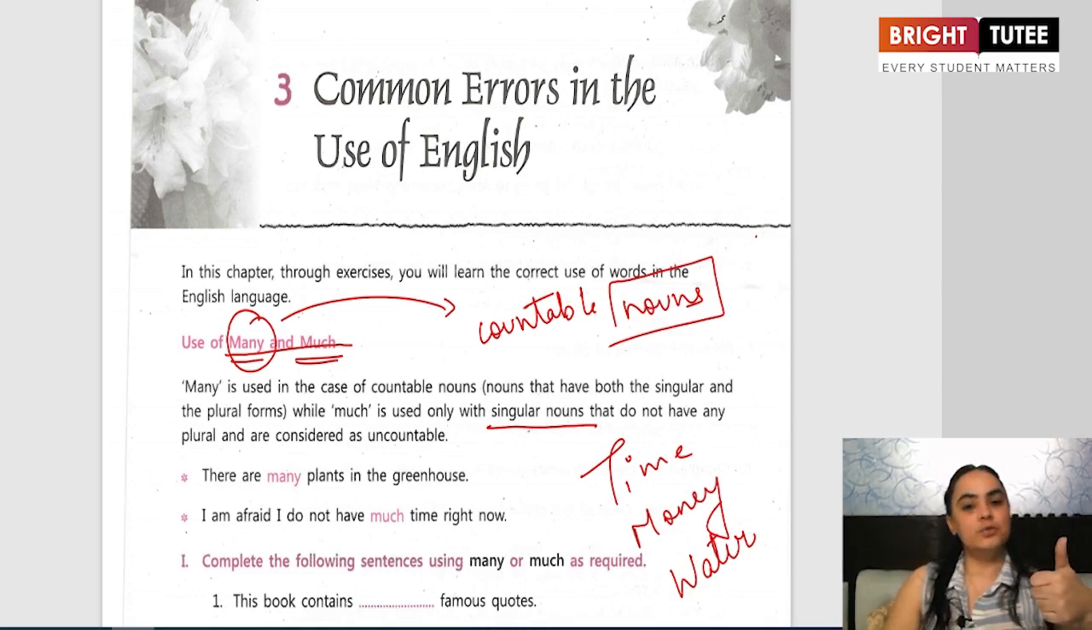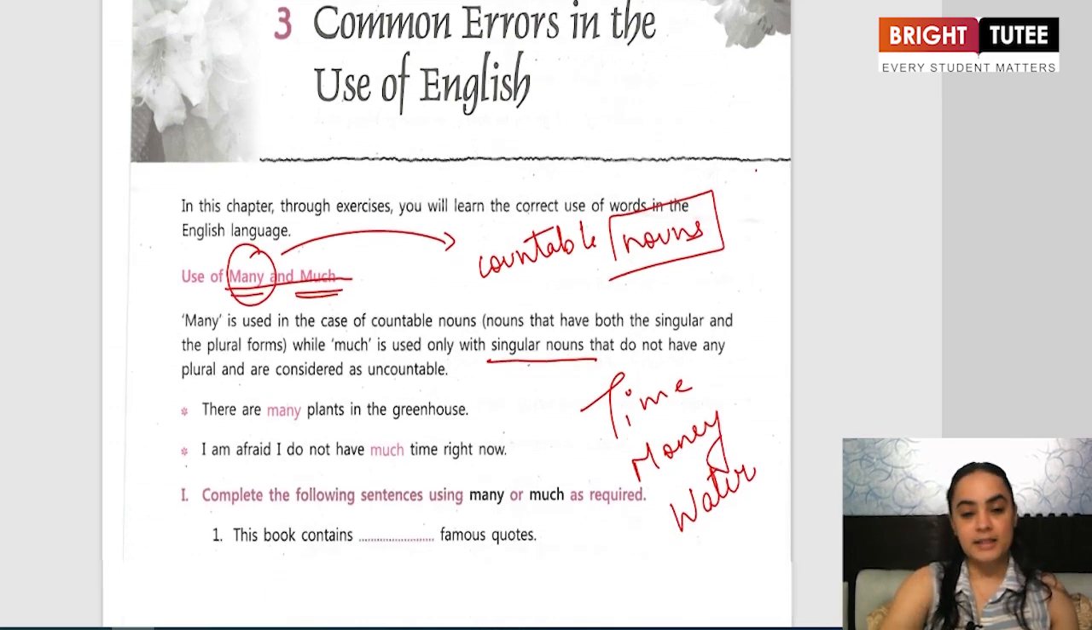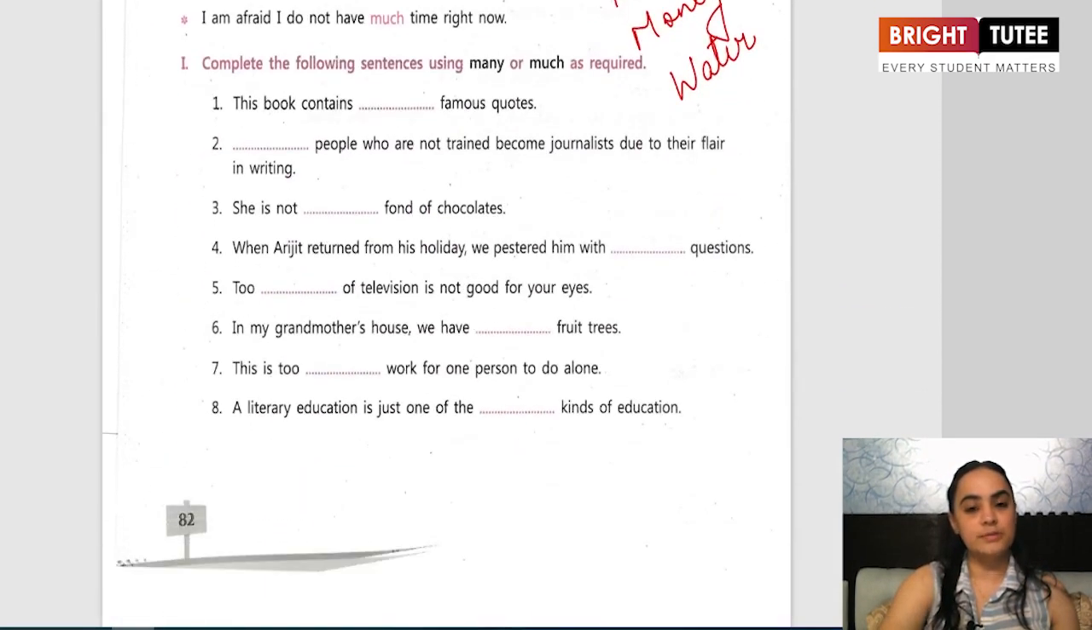So many is used before those nouns which are countable in nature and have both singular as well as plural forms. And much is used before those nouns which do not have a plural form and can only be used in the singular form. Now let us look at the questions given below so that we are able to understand their usage better. We have to remember countable, and something which only has a singular form. Now let us look at the first sentence.